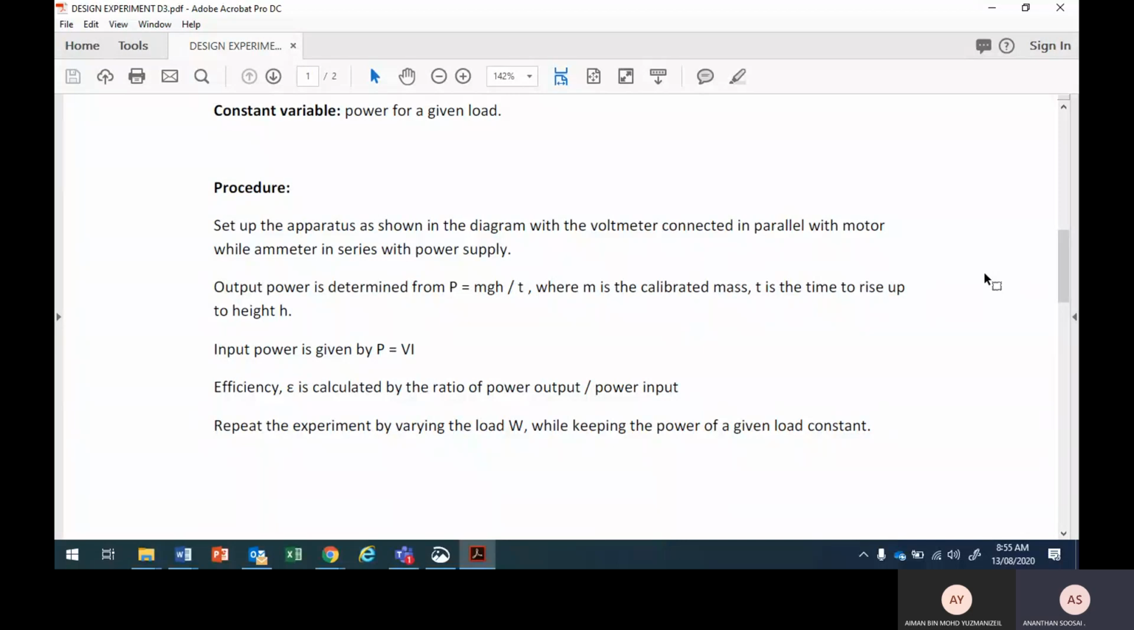So 1 mark for mgh over time. 1 mark for the input power, IV, measuring with ammeter and voltmeter. And third is the efficiency, output over input. 1 mark for the method, for the diagram.